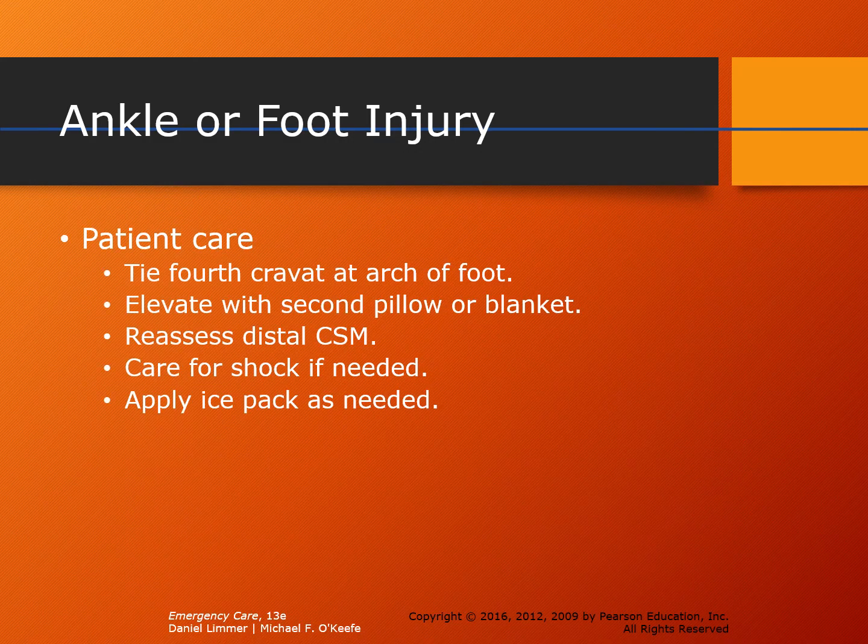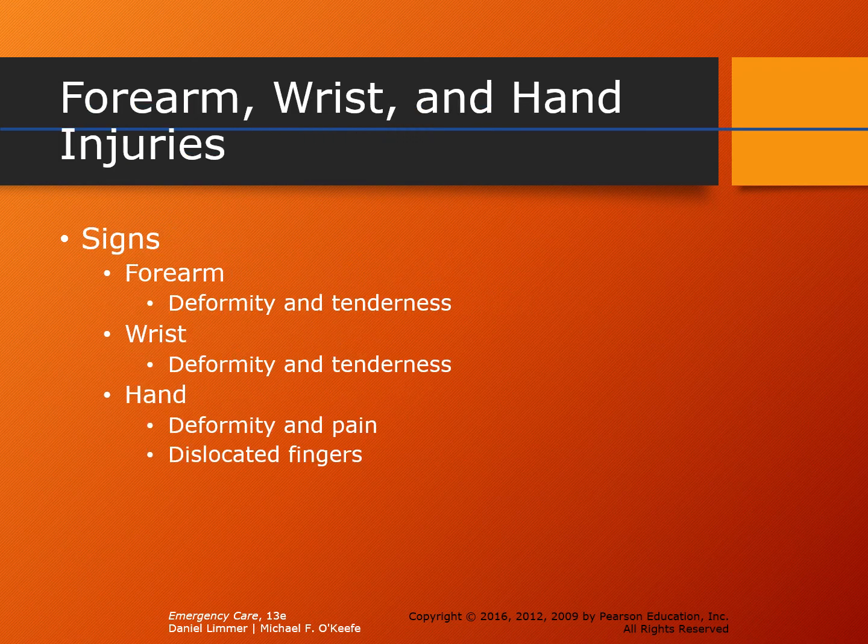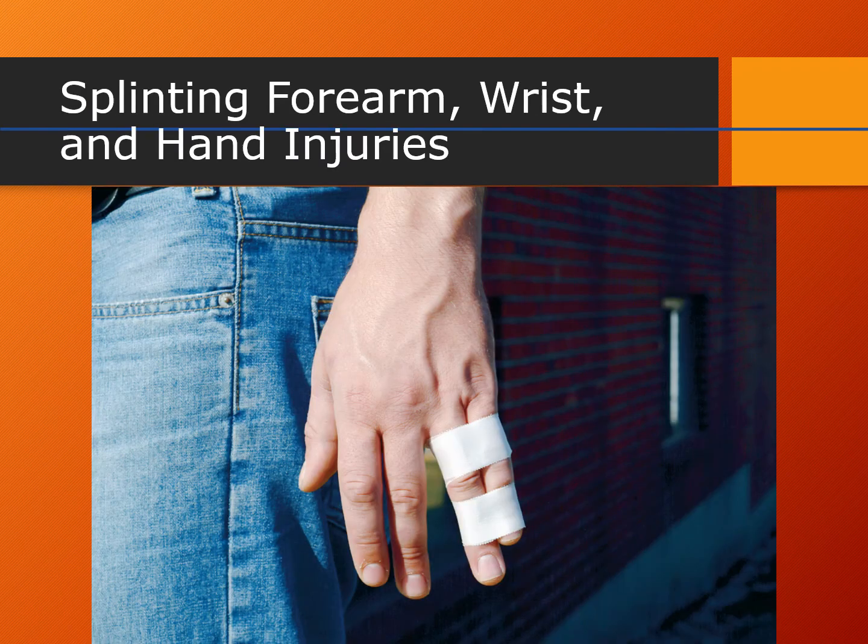With your patient care, make sure that, again, after we elevate the second pillow with a blanket, we want to reassess distal CSM, care for shock, and then apply ice packs as needed or as your patient can accept. With forearm, wrist, and hand injuries, we're going to be looking for very obvious signs: deformity and tenderness, swelling, or extreme pain at the site, as well as any other types of signs like dislocated fingers. So forearm, wrist, and hand are very similar to the rest.